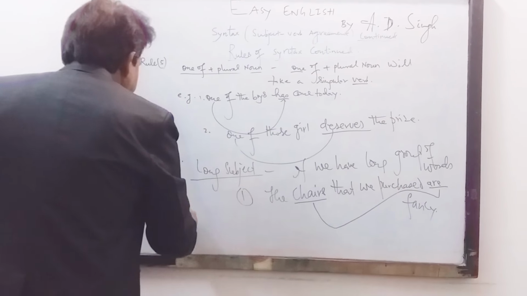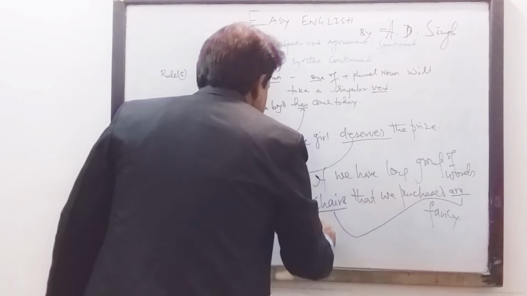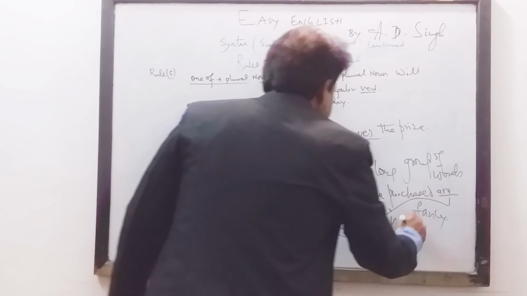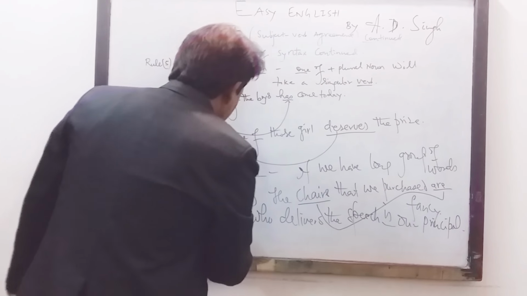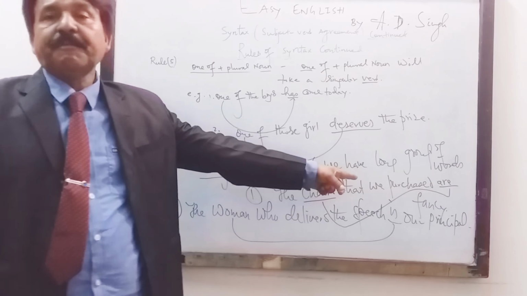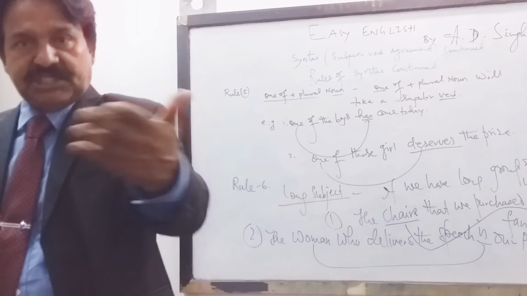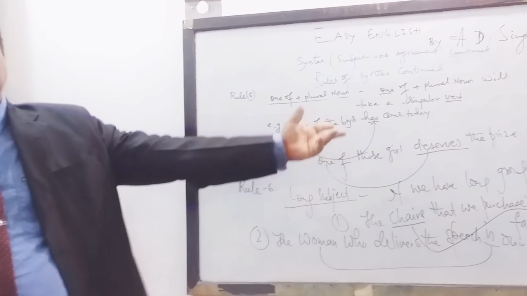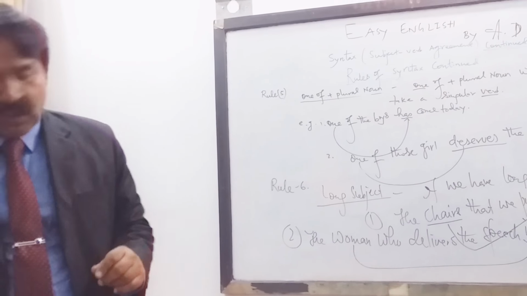Now here you see, the woman who delivers the speech is our principal. Why have I written is here? Because the real subject is the woman, singular. The woman who delivers the speech is our principal. So actually the subject is the woman, which is singular or plural? Sir, singular. And so the verb is singular. So when the long subject is singular, the verb will be singular. When the long subject is plural, the verb will be plural. Am I right? Yes.